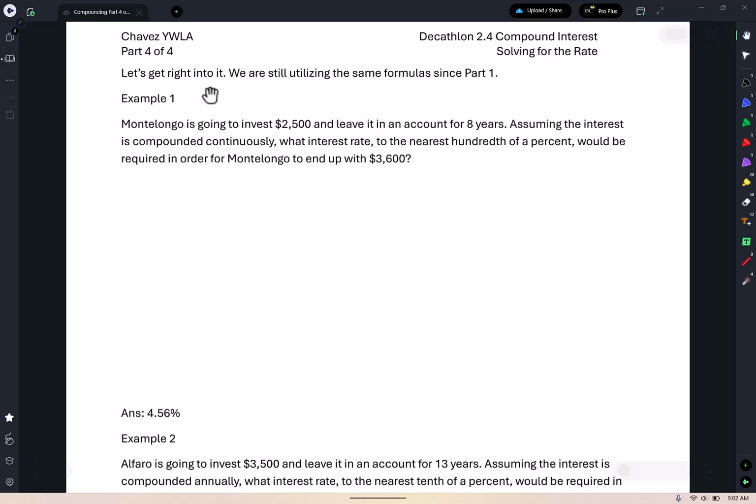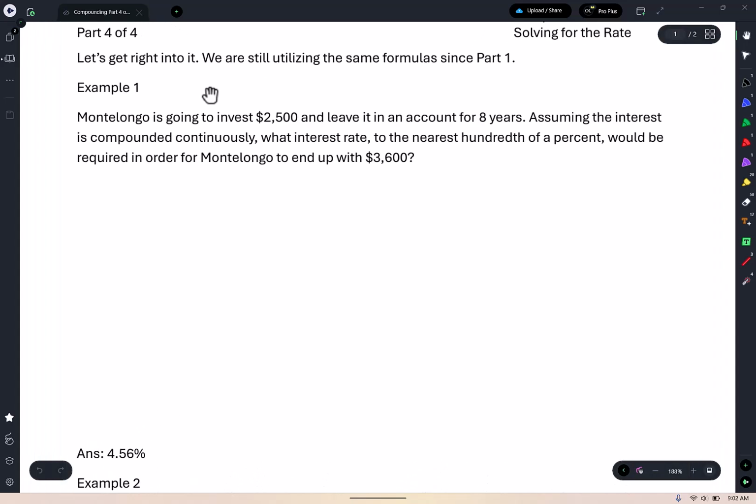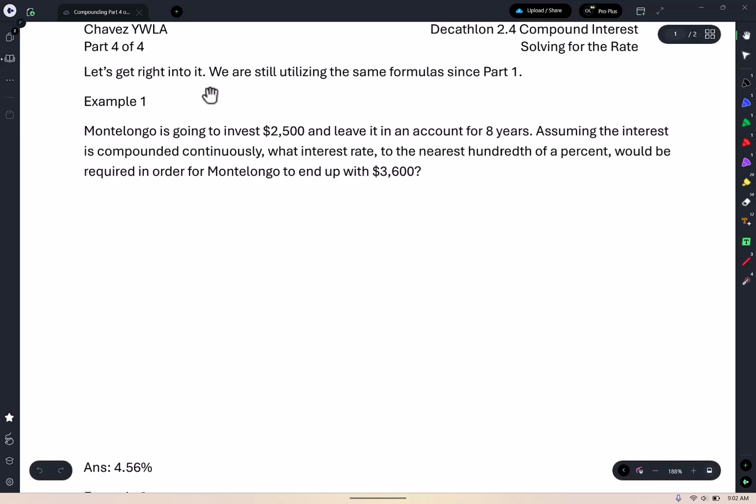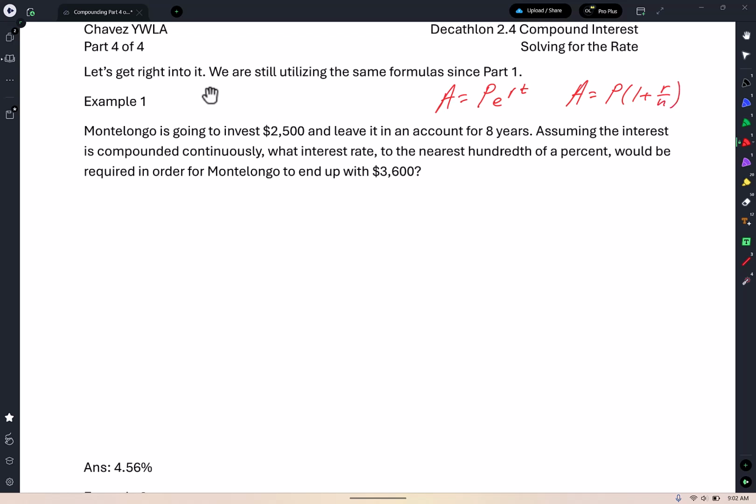Compounding interest, solving for the rate. So it's the same thing, guys. We've been using the same formulas all this time. We're still going to be using amount equals Pe to the rt if it's compounded continuously, or amount equals the initial amount times 1 plus r over n raised to the nt, where n is how many times it's compounded. We're talking with reference to a year, so that's why t is always going to be in years here. All right, let's get right into it.